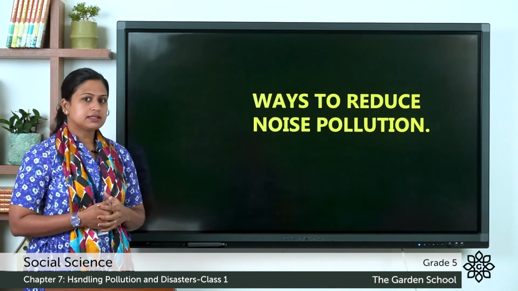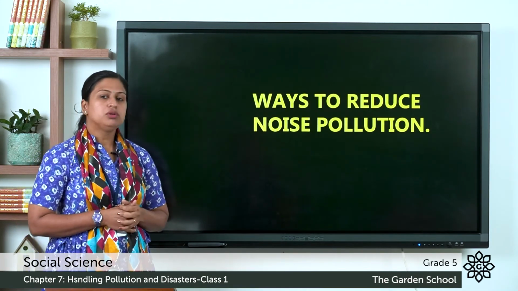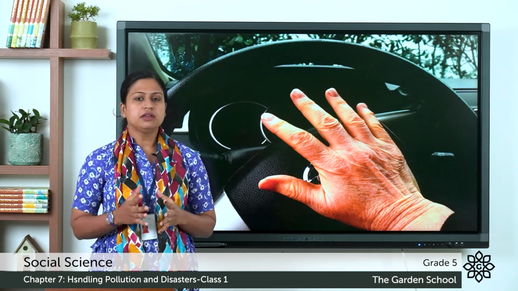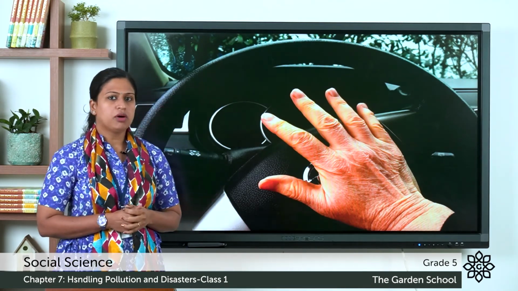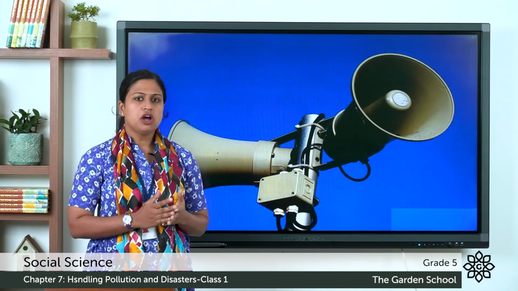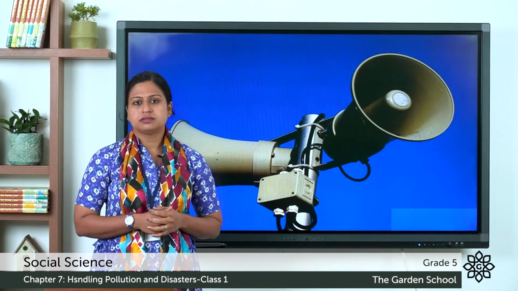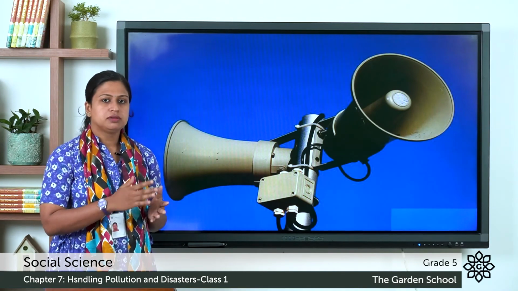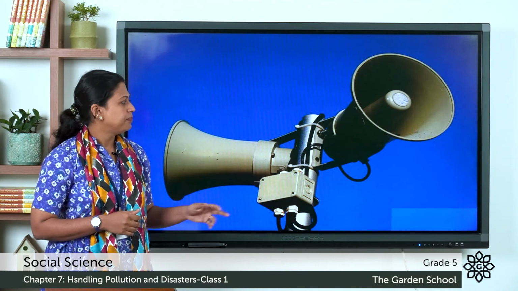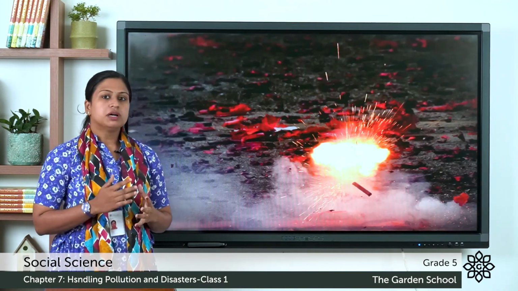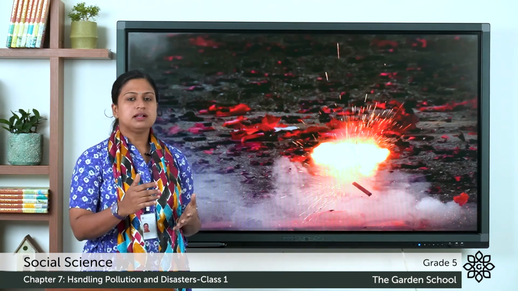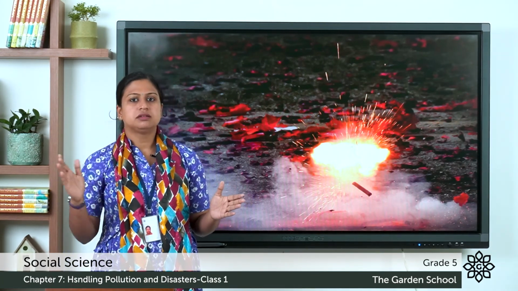Now, let us discuss the ways to reduce noise pollution. Unnecessary using of horns should be avoided. Loudspeakers should not be used in public areas. It should not be used between 10 p.m. to 6 a.m. Bursting of crackers should be avoided because it results in air pollution plus noise pollution.